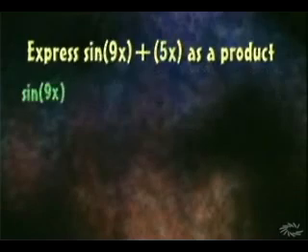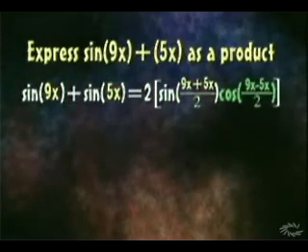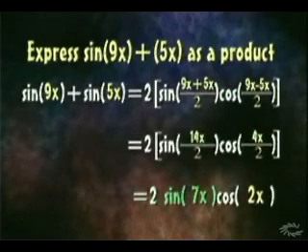We get the sine of 9x plus the sine of 5x equals 2 times the sine of 9x plus 5x over 2 times the cosine of 9x minus 5x over 2. Now, we add and subtract the numerators, then divide these new numerators by 2. That gives us 2 times the sine of 7x times the cosine of 2x. We've expressed our sum as a product. We're going into overtime.